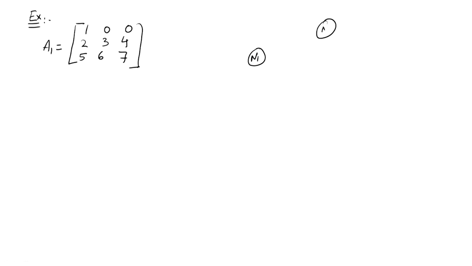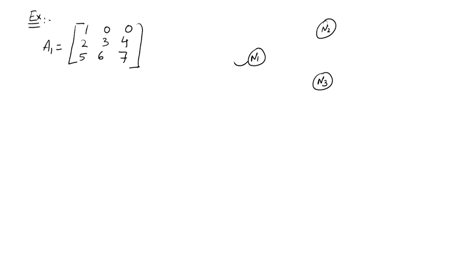If someone gives you this matrix, let us say A1, with entries 1 0 0, 2 3 4, 5 6 7, check whether it is an irreducible matrix or not. So just make the graph of this matrix, with nodes n1, n2 and n3. We are making the graph associated with this matrix.